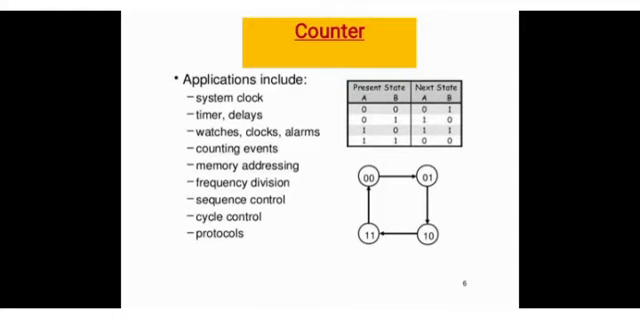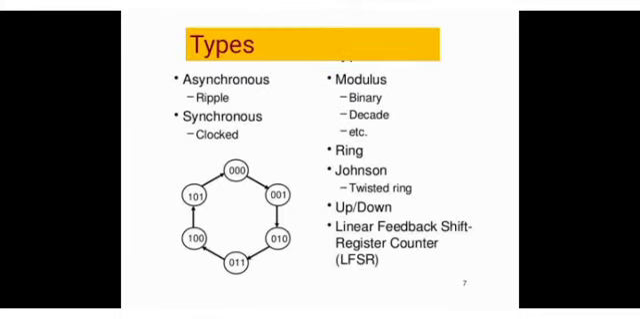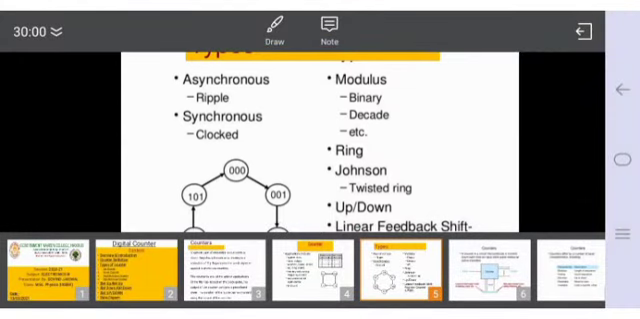If our flip-flops are connected in a parallel way, then it is called a synchronous counter. This is the classification of counters. Then the types of counter: a ripple counter is an asynchronous counter, and the asynchronous counter is a clocked counter. The counting can be classified further depending upon the counting way.